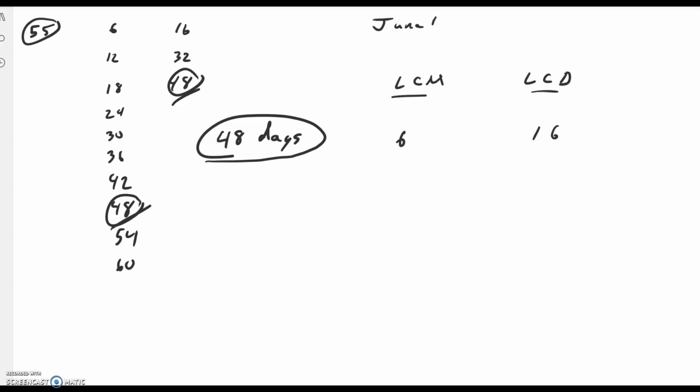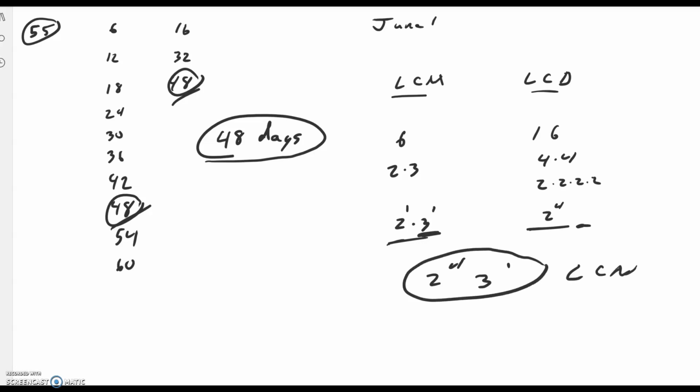One way of doing this that we've found is you can take the prime factorizations of the numbers involved and you can take the most of each kind of prime factor in either one of these. So in terms of 2's, this has 4, this has 1. So take 4 of them. In terms of 3's, this has 1, this has none. So take 1 of them and multiply them together. And that is the least common multiple. This is 16 times 3, and that is 48. So there's another way to get 48 days.